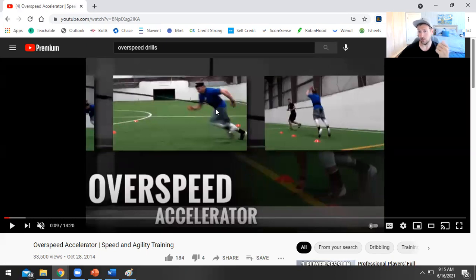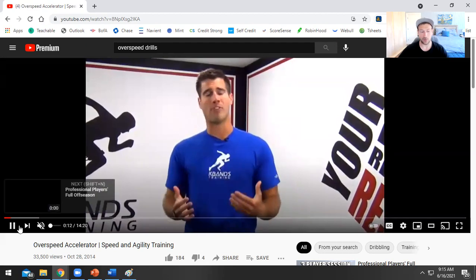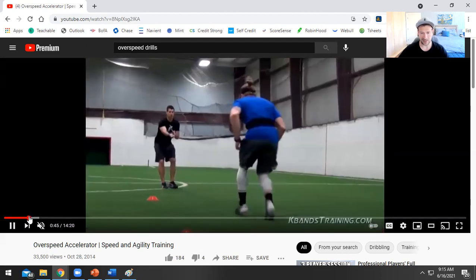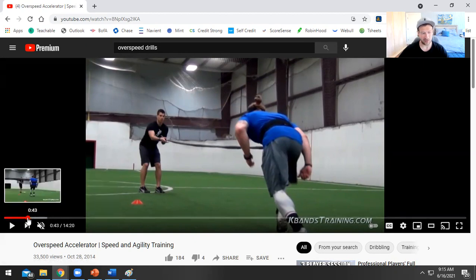That's causing him to either fall flat on his face or he's going to have to turn his feet over faster. So overspeed drills like this, right? He is literally being pulled by these little bands here. So in this version, he's backpedaling, right? That backpedaling is working against this rubber band. And then this guy's going to pull, you're going to see right here, he's actually turning it around.